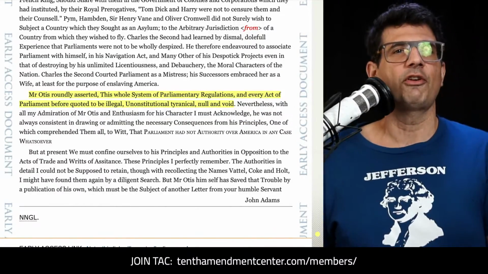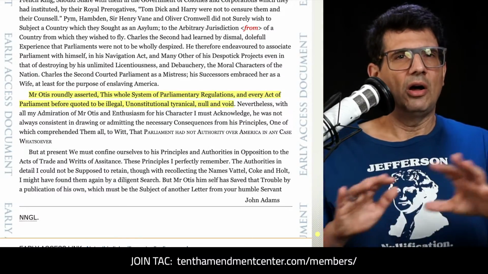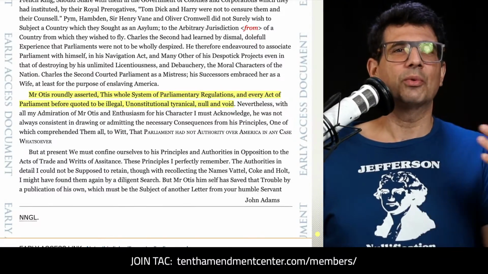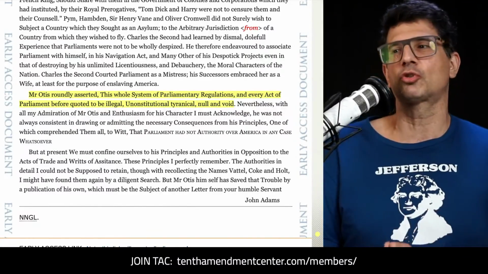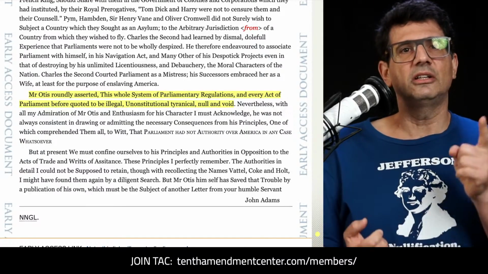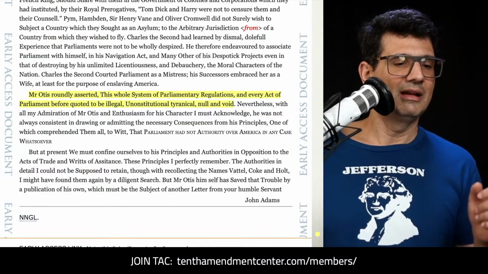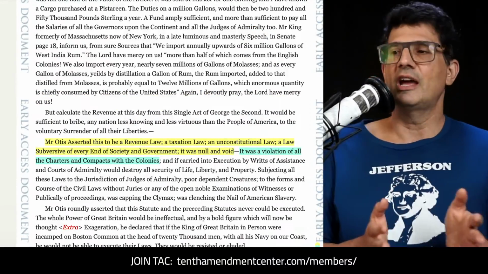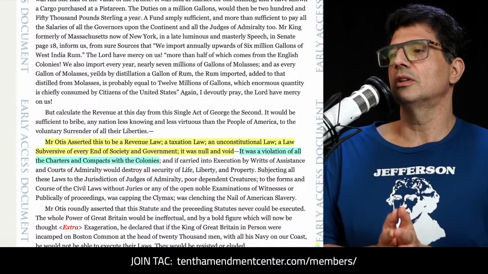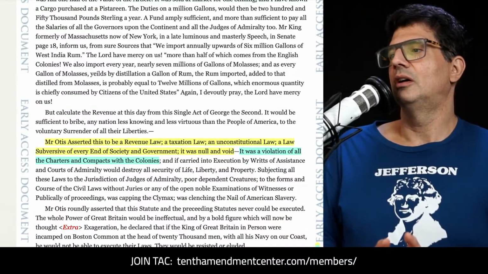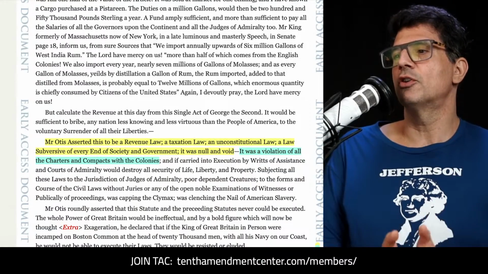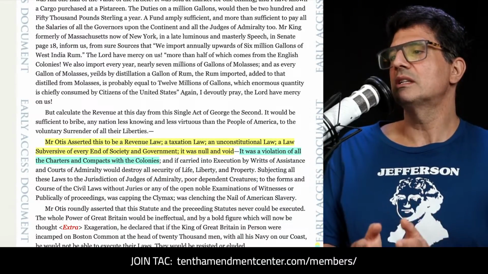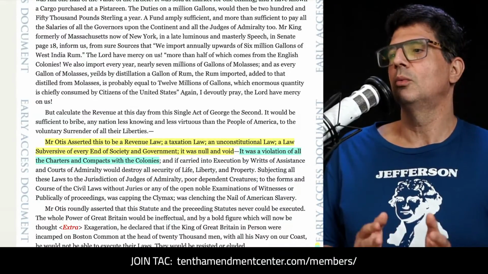And John Adams, later in life, this is how he described it. All these regulations on trade that they were trying to push, the internal taxation, and then the writs of assistance, the general warrants to help enforce these trade acts and these taxation acts, were illegal, unconstitutional, tyrannical, null, and void. And in another letter discussing opposition specifically to the Sugar Act, John Adams described it like this. "Mr. Otis asserted this to be a revenue law, a taxation law, an unconstitutional law, a law subversive of every end of society and government. It was null and void. It was a violation of all the charters and compacts with the colonies."